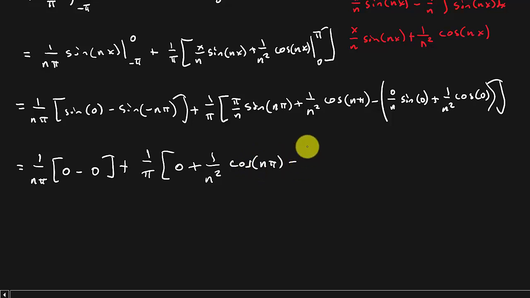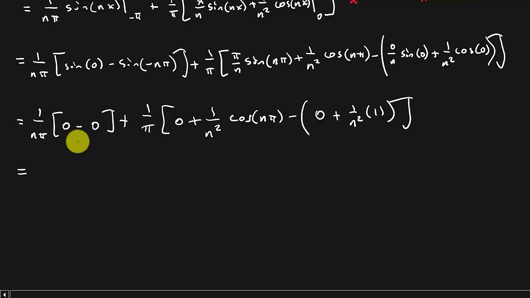And then that's going to be minus. This term is 0. And then plus, and then what's the cosine of 0? Cosine of 0 is 1. So that's 1 over n squared times 1. And so it looks like, well, all of that's 0. That's gone. That's gone. So we've got 1 over n squared cosine n pi minus 1 over n squared.